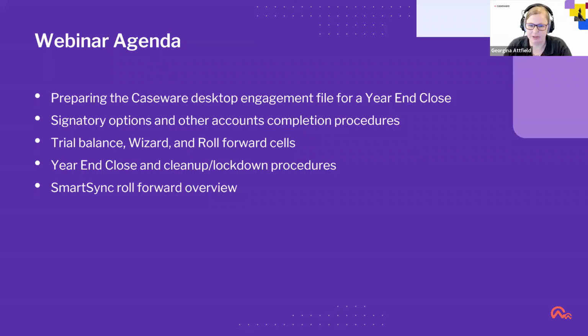So just covered a couple of points there. We'll look at the signatory options, the accounts completion section in particular within the wizard. We're going to look at roll forward cells and the trial balance. And then we're going to talk through the year-end close process. And like I say, we're going to look at a SmartSync file as well. So what I'll do is grab control from you, Tom, and take a look at an FRS 102 file.